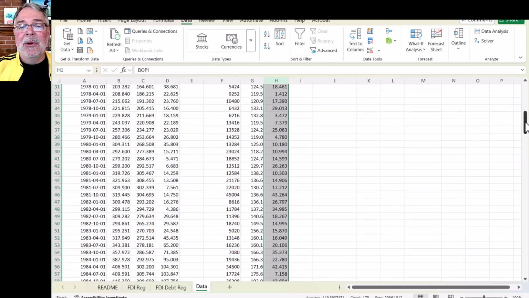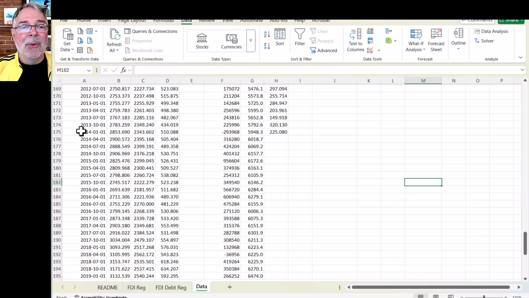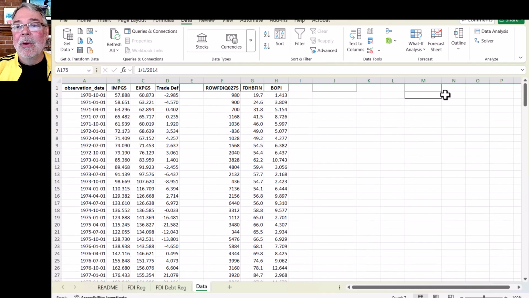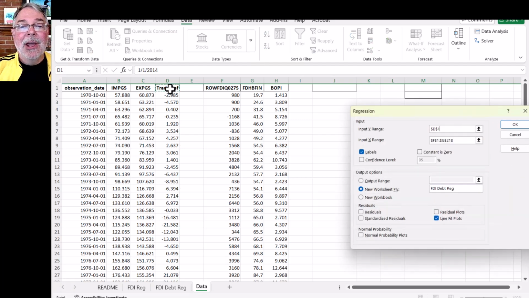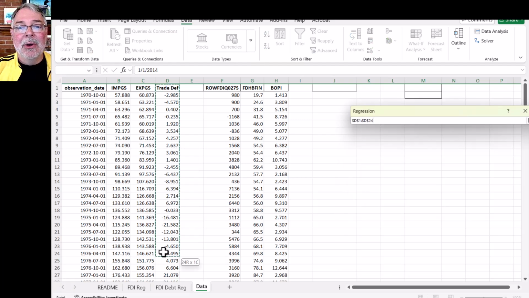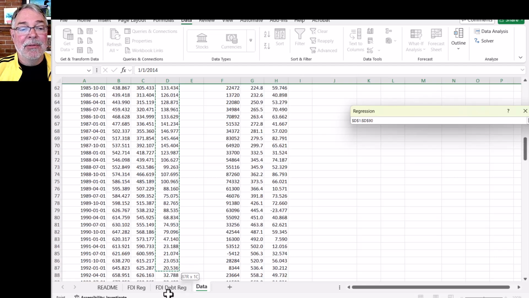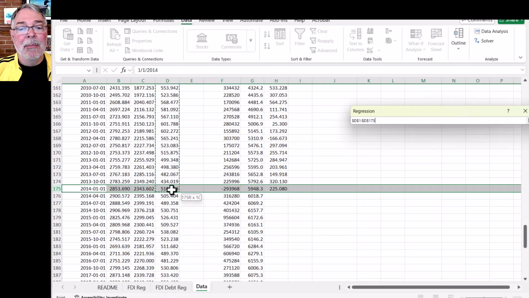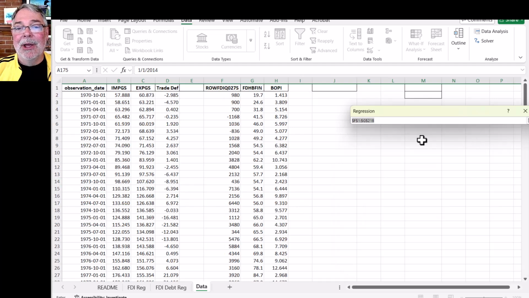Little warning: when you're setting up your input ranges, it stops here, right? It stops in 2014 at 175. So when you do your data analysis, I'll even show you, you're going to have to do your Y range just down to 175. Match that. And having left that highlighted kind of helps.